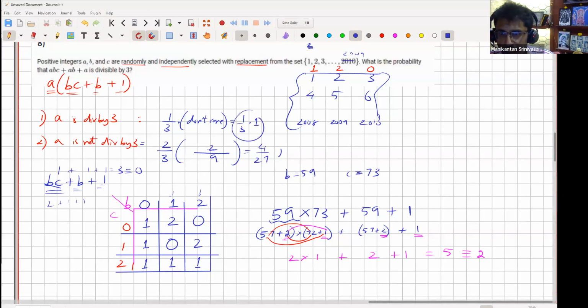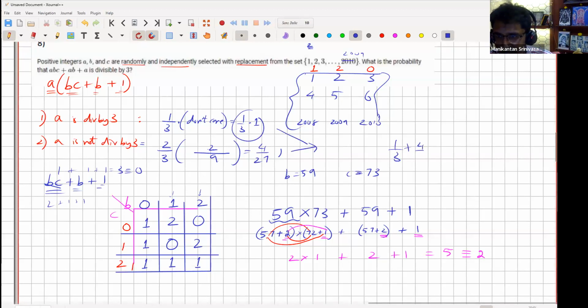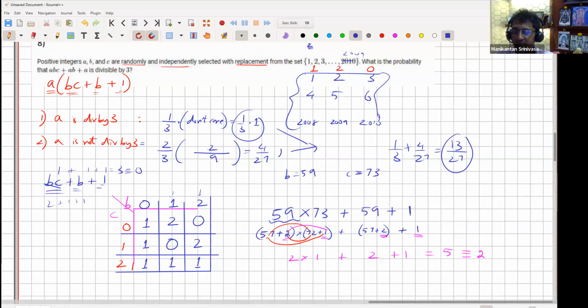So the final answer is 1 over 3 that we got in the first part, and then 4 over 27 in the second part. So they add up to how much? 9 plus 4, which is 13 over 27. So almost half the probability that this expression will be divisible by 3. Right?